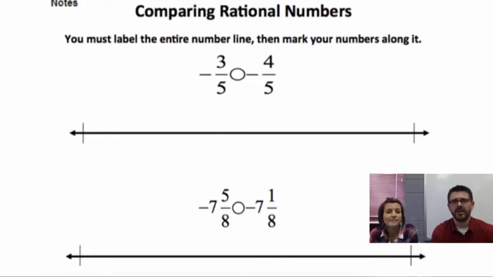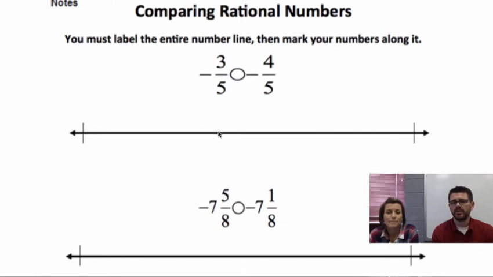All right, so this one is all about deciding whether a particular number is greater or less than another one. And one way we can do that is by using a number line. So we want to just show why negative 3/5 may be greater than or less than negative 4/5.